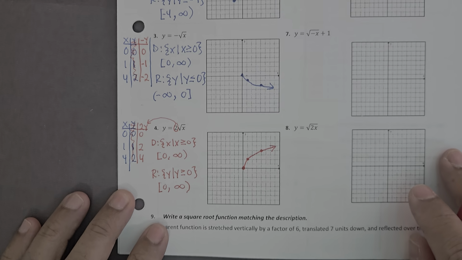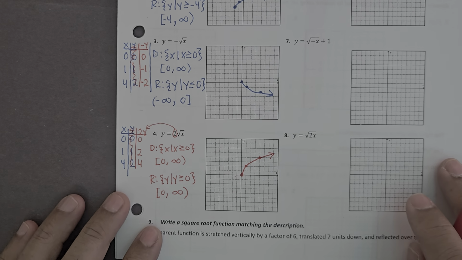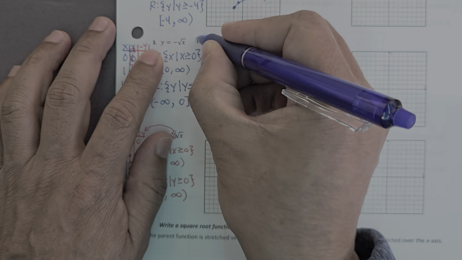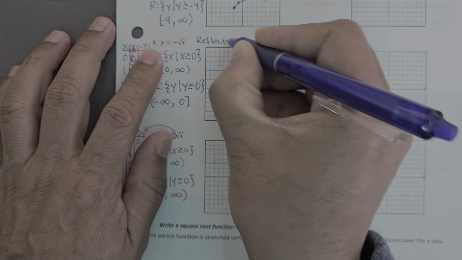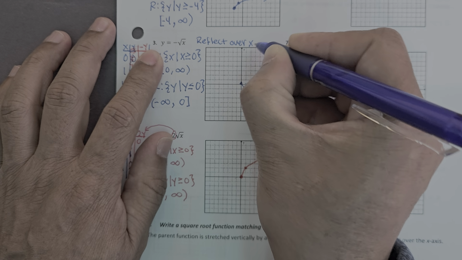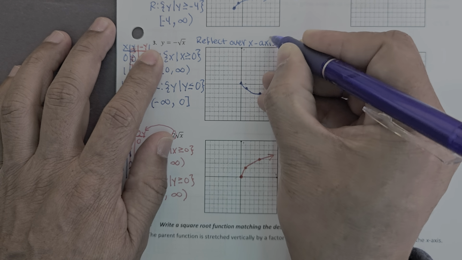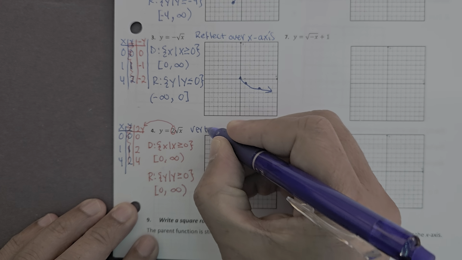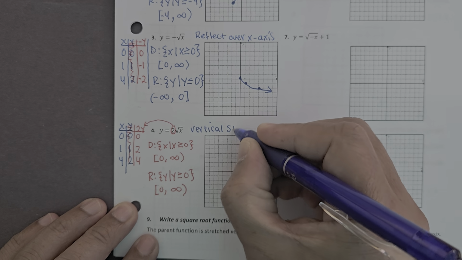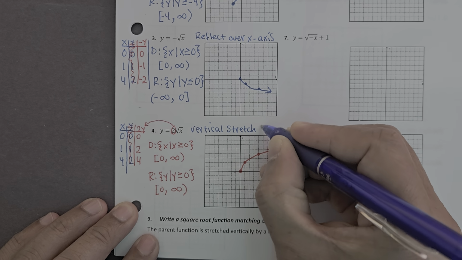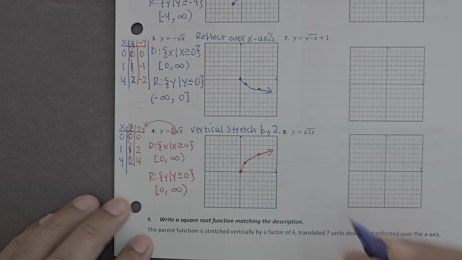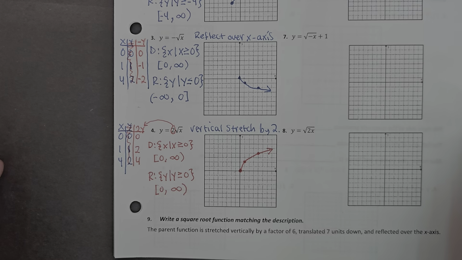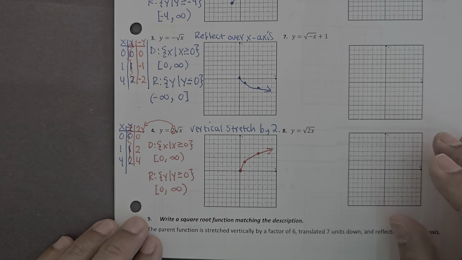I didn't do the transformation on this one, did I? So let me just go back and write the transformation for number 3. The only transformation is it got reflected over the x-axis. And this one has a vertical stretch by 2. We multiply the y values by 2. So that's why it's vertical. All right, so that is all for 1 through 4.